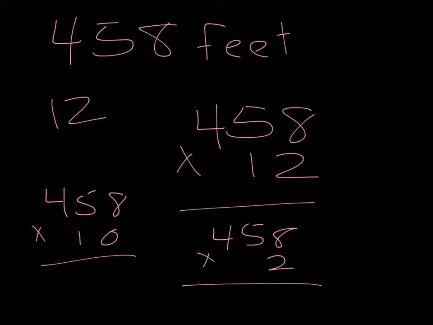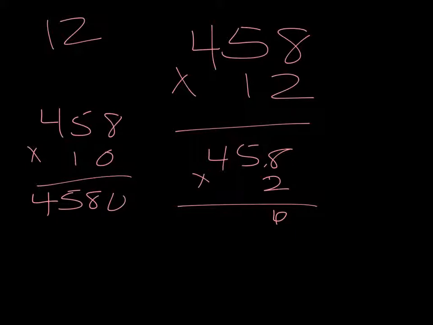458 times 10, I'm not even going to go through the trouble of doing column multiplication on it because I know that any number on the planet that I times by 10, I simply add a 0 onto the end. So that would be 4,580. Now I'm going to figure out what 458 times 2 is. 8 times 2 is 16. 6, carry the 1. 2 times 5 is 10. With 1 more is 11, carry the 1. 2 times 4 is 8, with 1 more is 9. So 916.